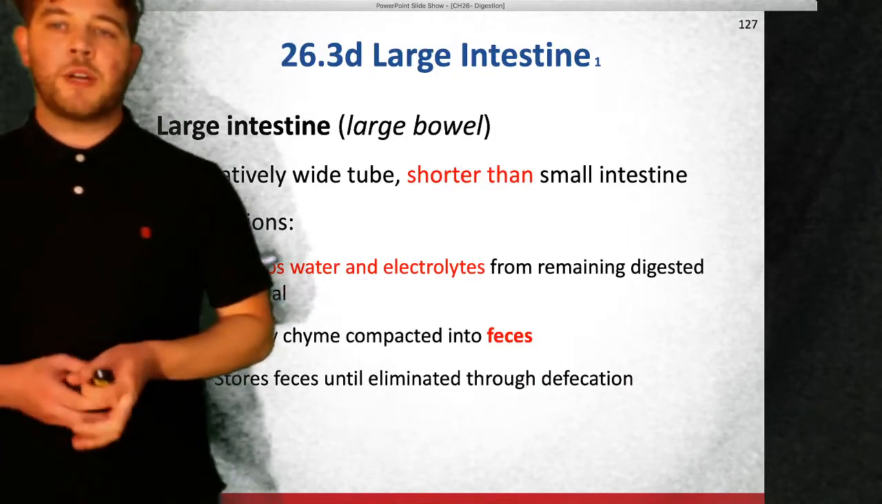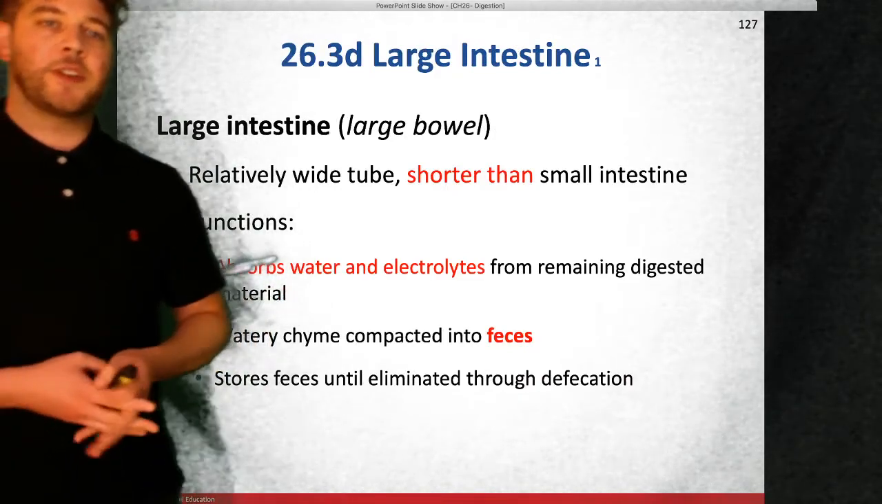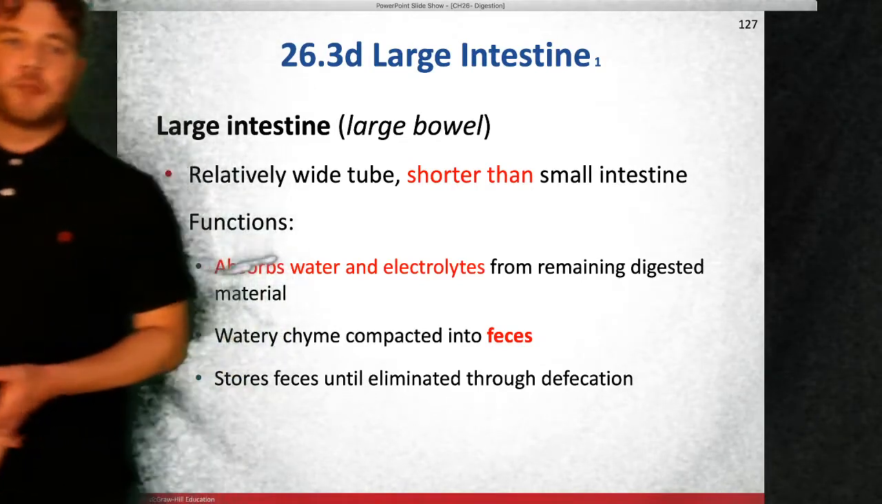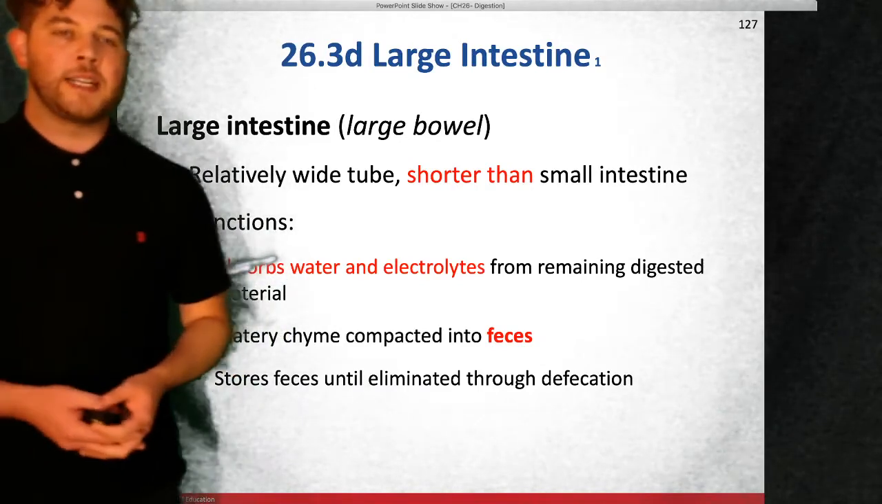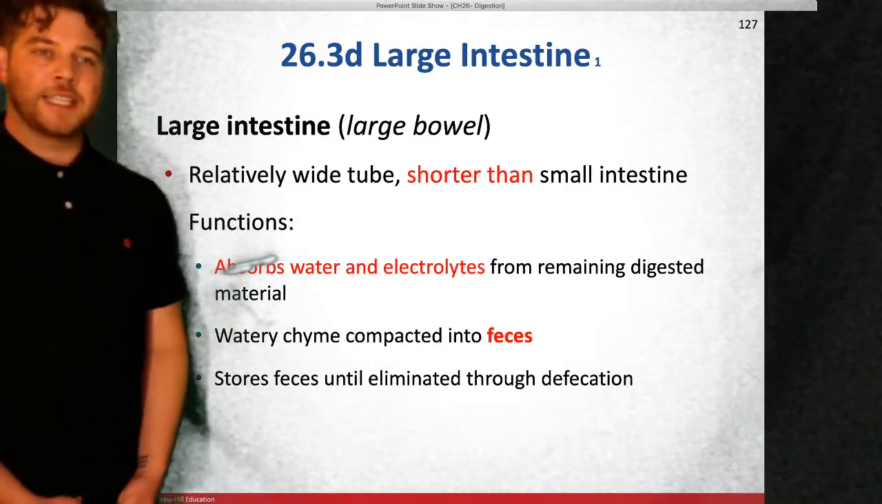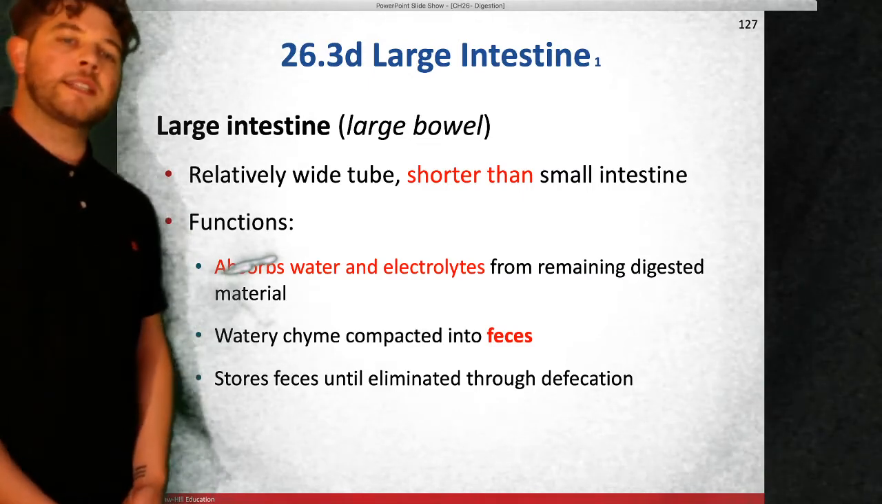Okay, now going into the large intestine. The large intestine is a relatively wide tube, shorter than the small intestine. It absorbs water and electrolytes from the remaining digested material. And the watery chyme becomes compacted into feces. It will store that until it eliminates through defecation.